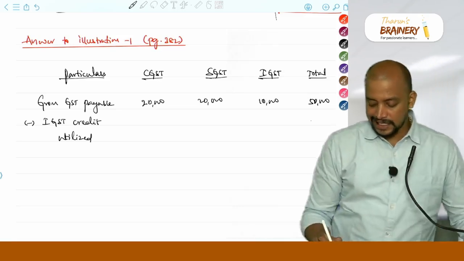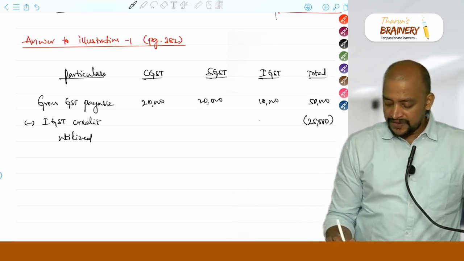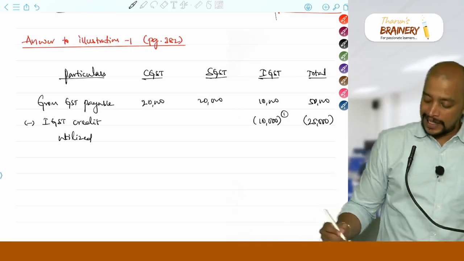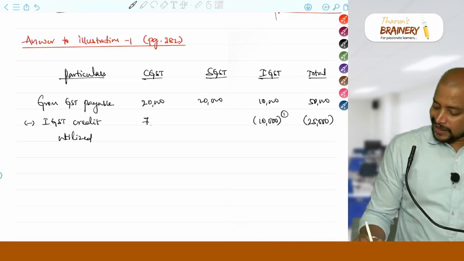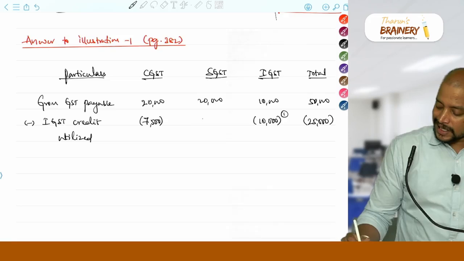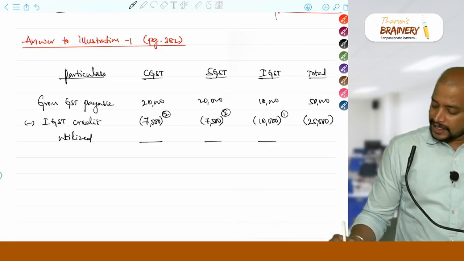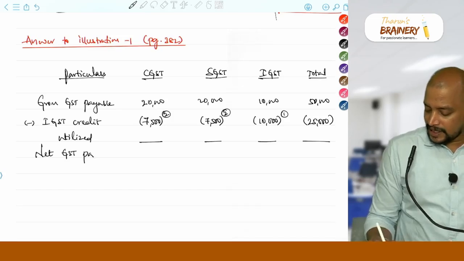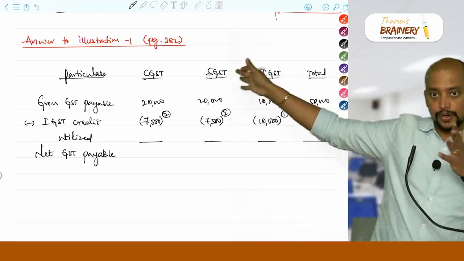What is the IGST credit that we have? 25,000. Now of the 25,000, first 10,000 you mention in the IGST column and put the number 1, and then the remaining 15 you can do any way. What I am doing is distributing it between CGST and SGST, but you can do it the other way also. And the net GST payable: for presentation purposes only I made you write this. This is how you need to present.